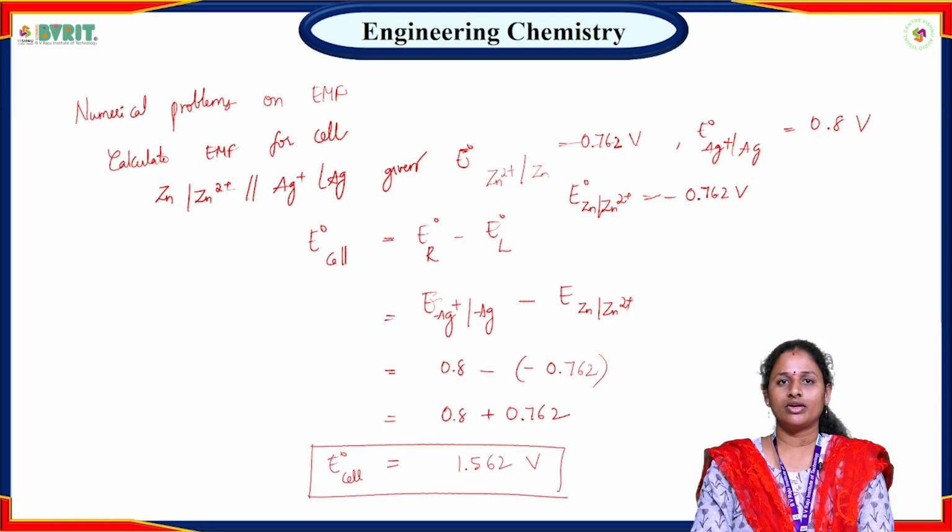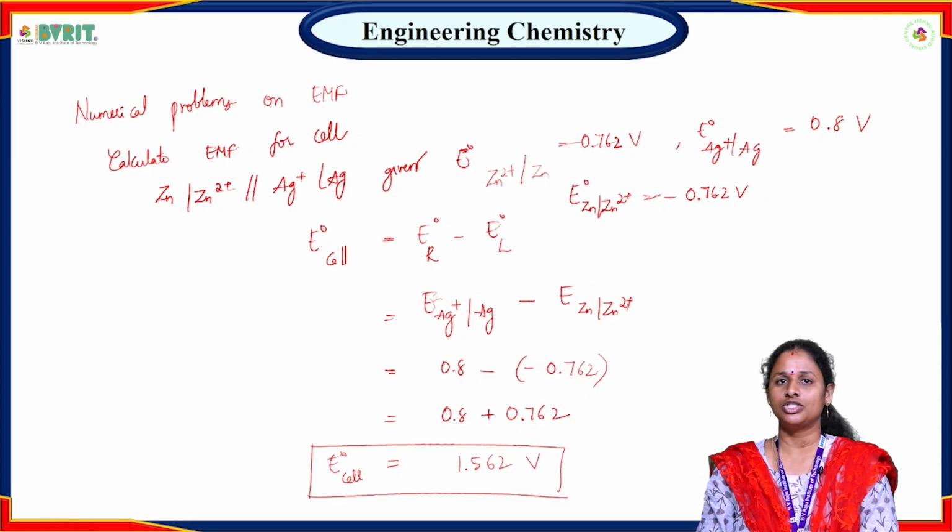So today we have discussed the introduction to electrochemistry, that is the definition of electrochemistry, the branch of chemistry which deals with the interconversion of electrical and chemical energy. Cells are classified into two types. First one is electrolytic cell, second one is galvanic cell.